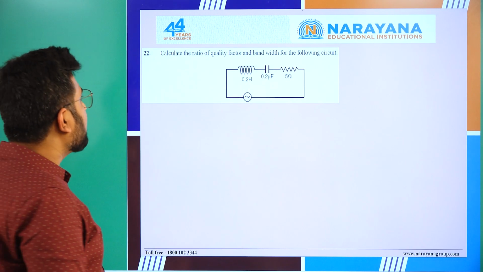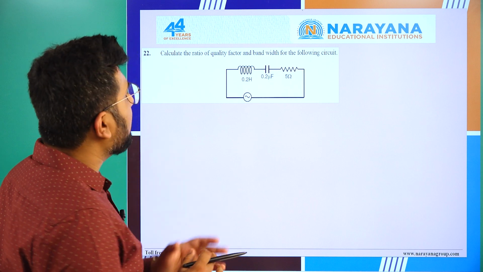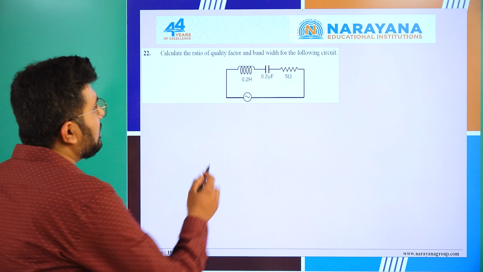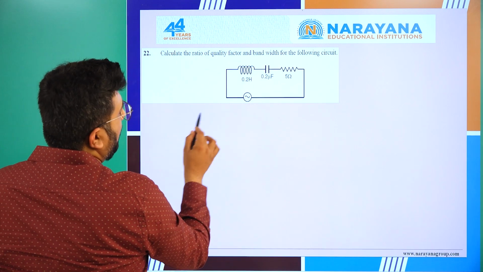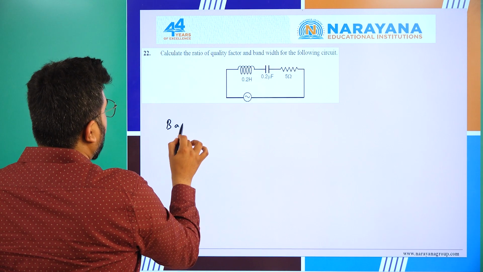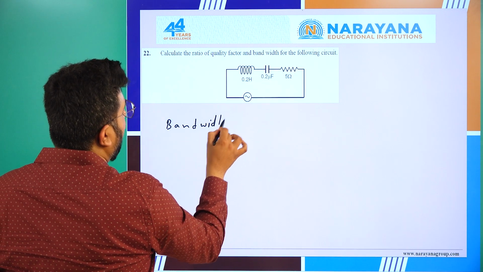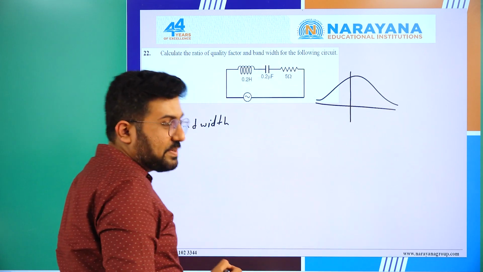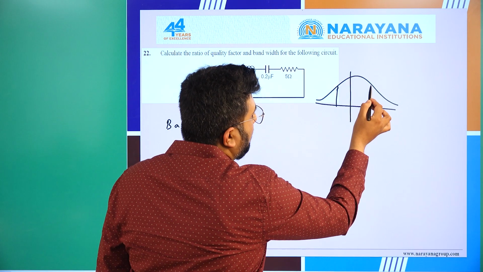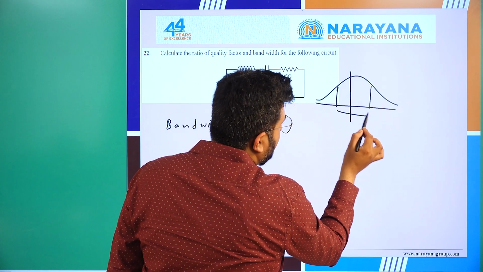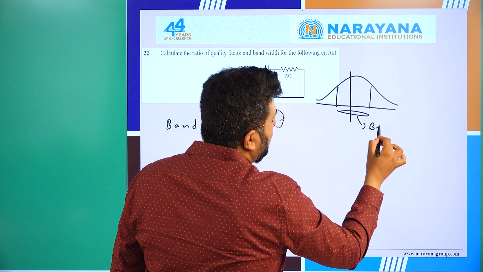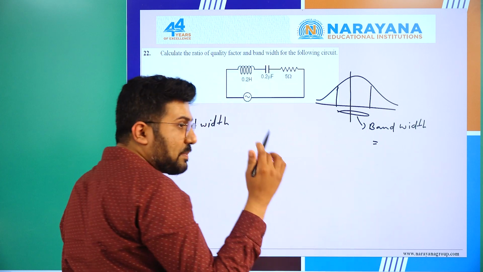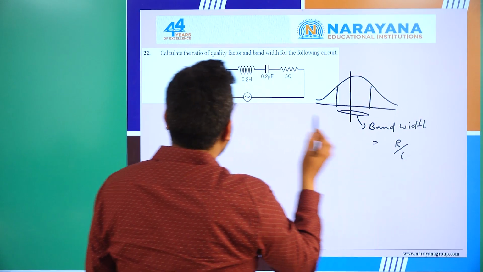In this question they have asked us the ratio of the quality factor and the bandwidth for this circuit. So first let's find out what is the value of the bandwidth. So the angular bandwidth, we know the angular bandwidth, so if I draw the diagram of resonance, these are the half power frequencies or half power angular frequencies, and this is the bandwidth, okay. So now I am not deriving it, but you should remember that the bandwidth or the angular bandwidth is equal to R by L.